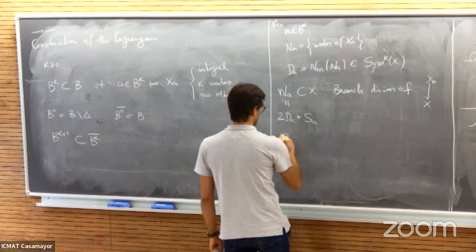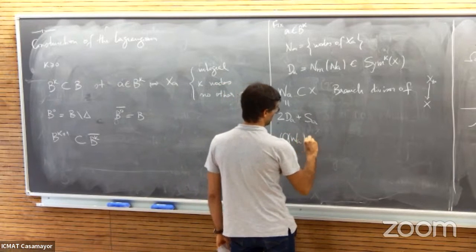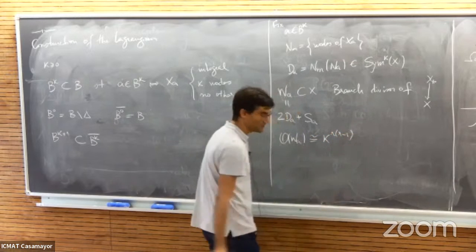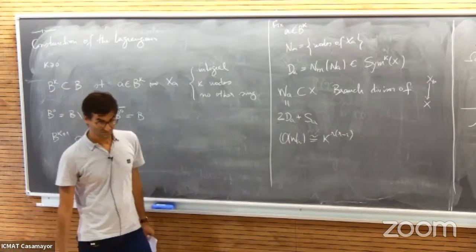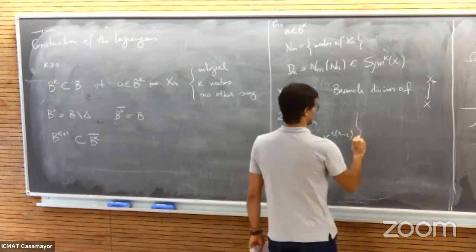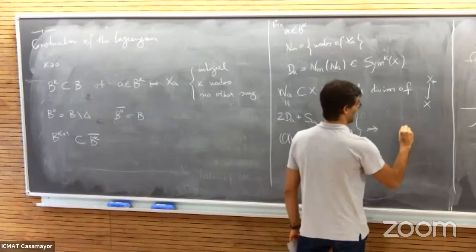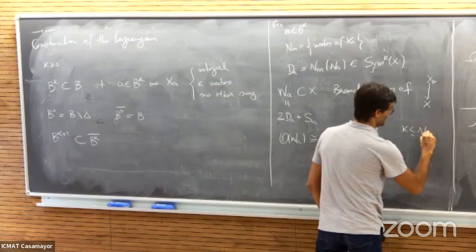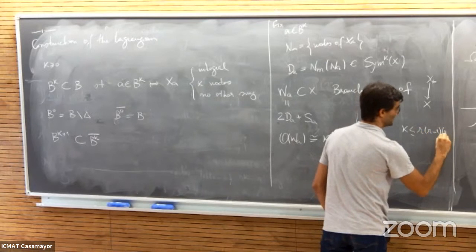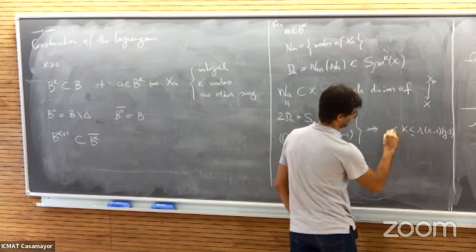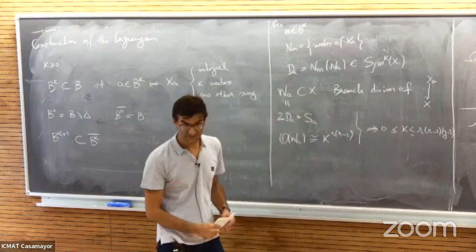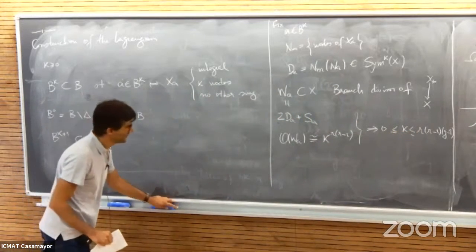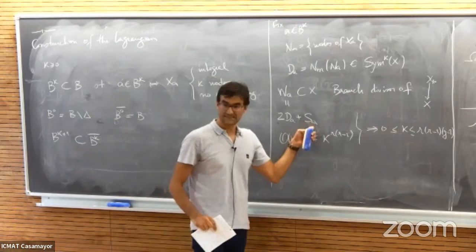So it turns out that the line bundle associated to this divisor is always K^{r(r-1)}, and this implies that our number of nodes is bounded by this number. Okay, so we have this maximal number of nodes in this.